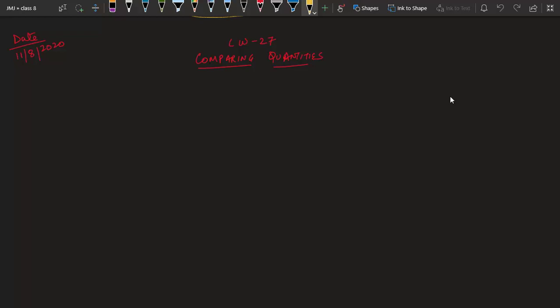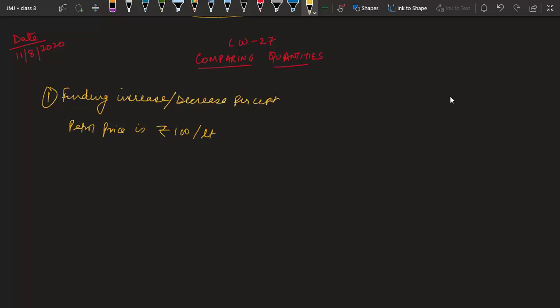Good morning everyone. In the last class we have seen the concept of finding increase or decrease percent, in which questions like this come. Suppose the petrol price is rupees 100 per liter and there is an increase. Suppose there is a 10% increase. Find the new price.